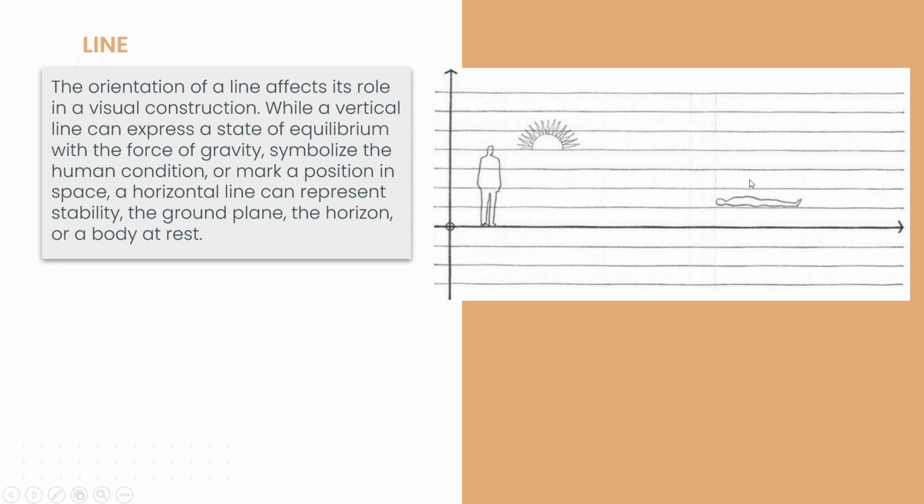So merong nakalagay ditong object na nakahiga siya and this one nakatayo siya dun sa could be a ground plane or the horizon or could be the ground. So this one, it seems like floating because of the line, or maybe far away from the ground or from this point. So like this, the sunset, it looks like it's a setting sun because it's far away from the ground.